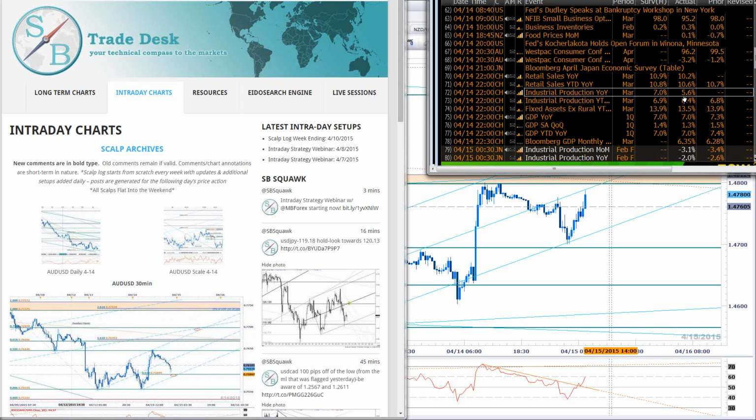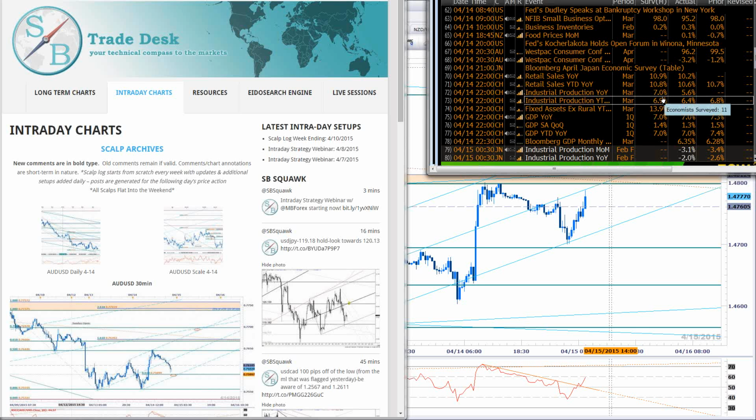7% was expected. We got 5.6. That's on the year-on-year. Okay, year-to-date also softer from 6.9 to 6.4. So you're seeing kind of a sliding from not only the retail sales, which were weaker across the board, but also the industrial production. So production, consumption, both low, GDP also lower, but in line with expectations. This was the real big hitter, and in fact, you saw the Aussie really tank on that.